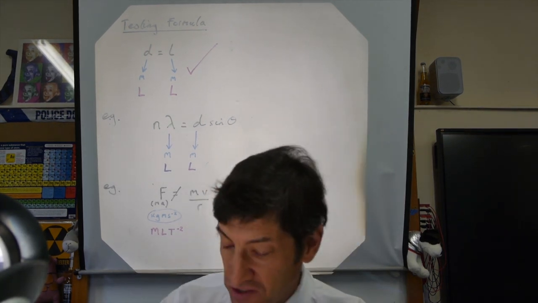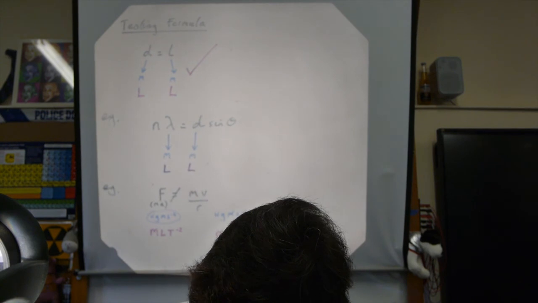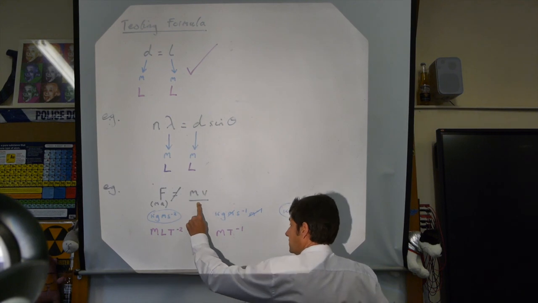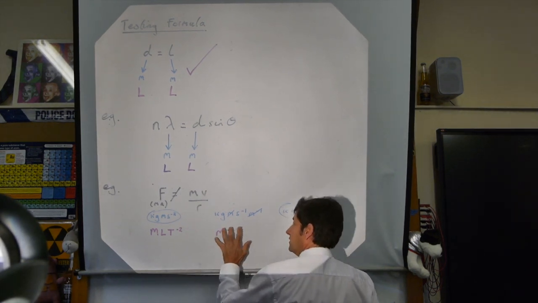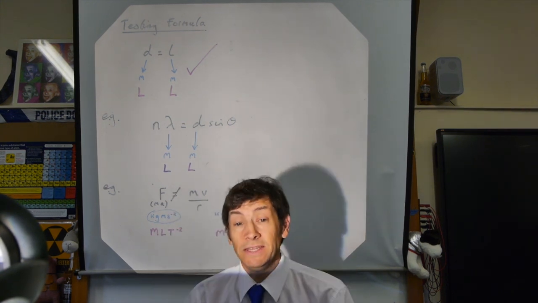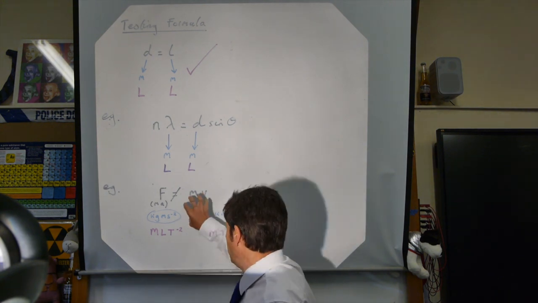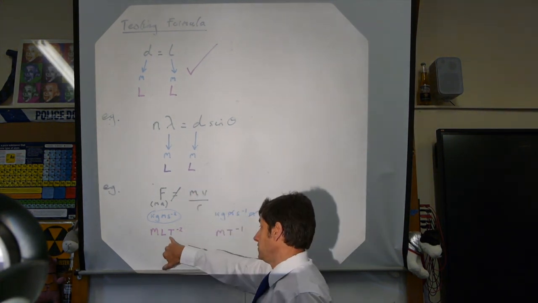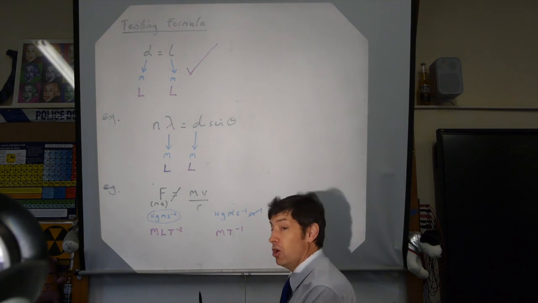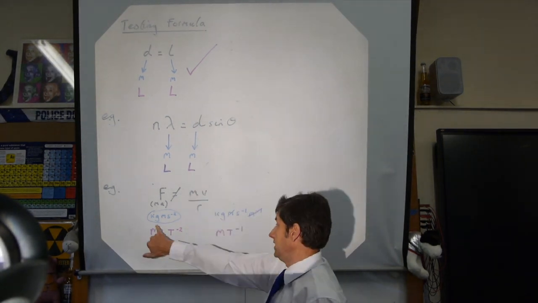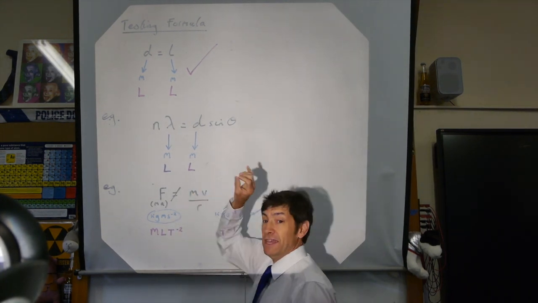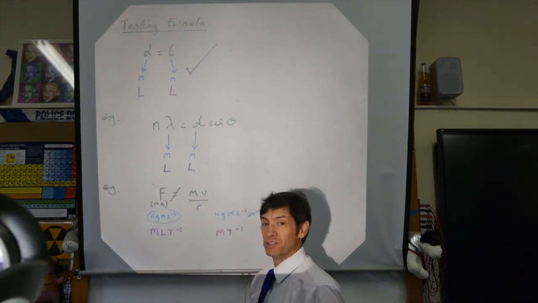Okay, and we saw that this side was mass time to the minus 1. Okay, so the dimensions of this side are not the same as this side, so that formula is dimensionally inconsistent. It can't exist. This is not in dimensions of mLT to the minus 2, and therefore that is not a measurement of force. And in SI units, this side is not in kilogram meters seconds to the minus 2, so mv upon r is not a measurement of force in newtons.